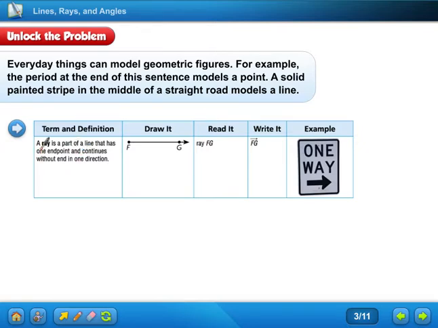The first one is a ray. A ray is a part of a line that has one endpoint and continues without ending in one direction. So right here, you have one endpoint. It stops right here. And this arrow right here means that it keeps going. So stop here, and then it keeps going.